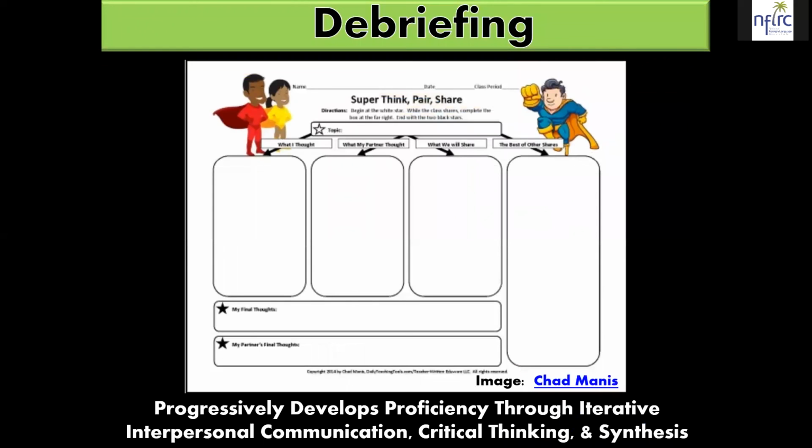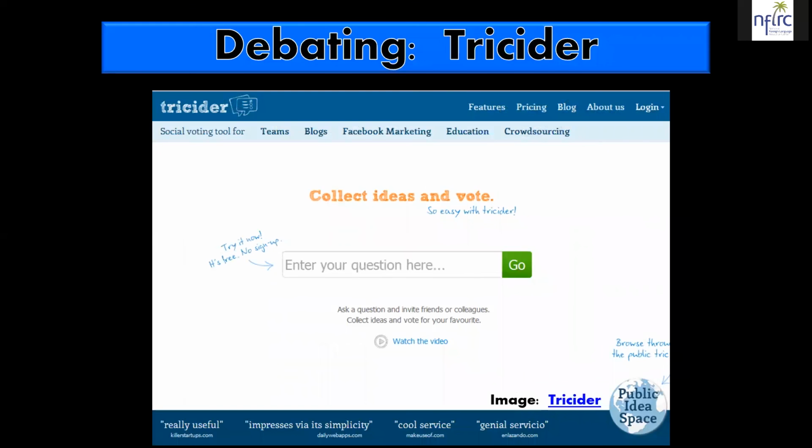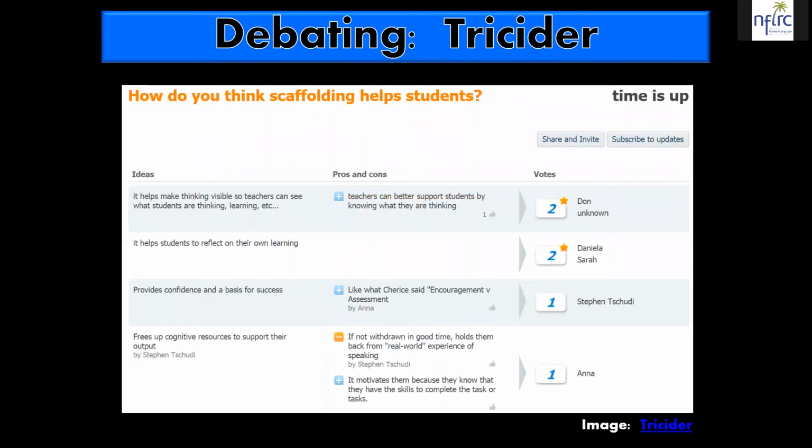We've already talked about debriefing using Think, Pair, Share. We've also talked in previous models about using technological tools like Cider so that students can go through and identify ideas, list pros and cons, and vote on their favorite answers.